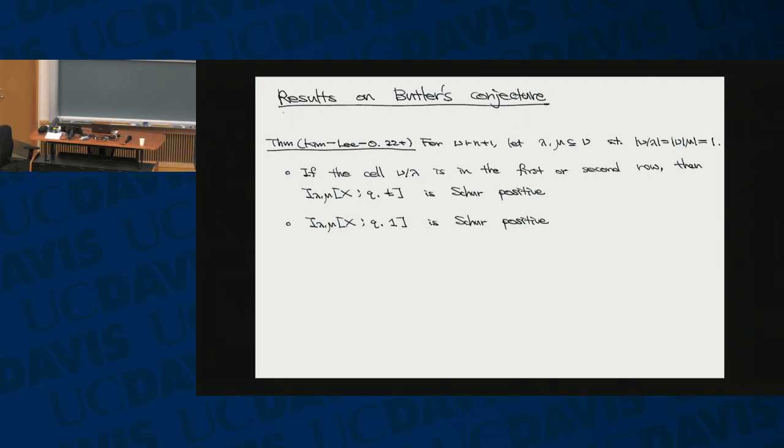And without any conditions on the corners, we can prove that the Macdonald intersection polynomial is Schur positive if we specialize t equals 1. Okay? And this is what we have proved for Schur positivity.